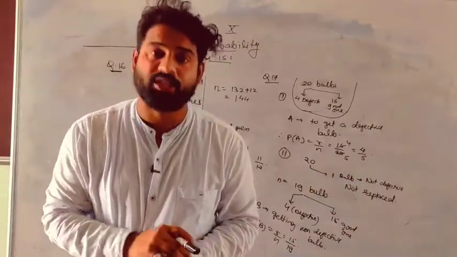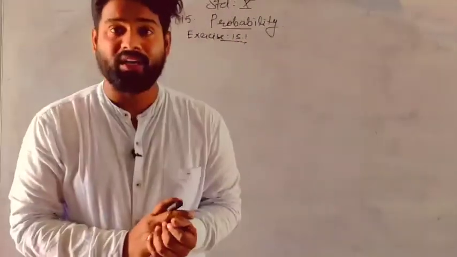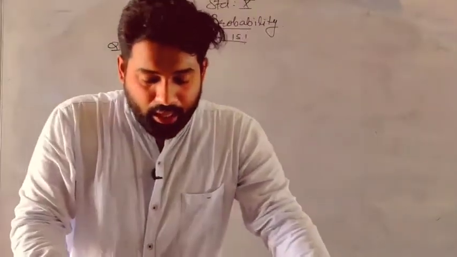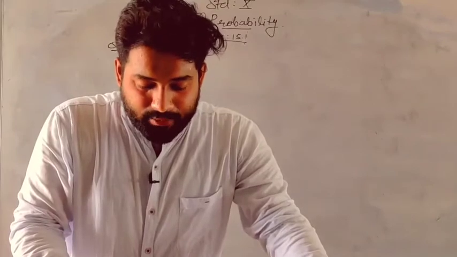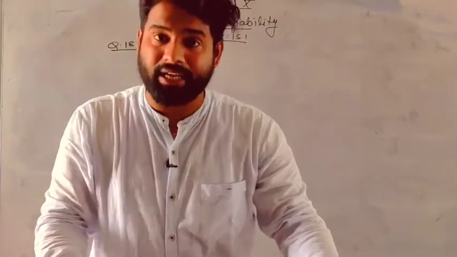Let us move towards question number 18. Now what does question number 18 tell you? A box contains 90 discs which are numbered from 1 to 90.